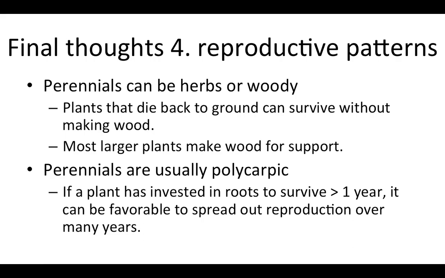Also, with regard to perennials, perennials are usually polycarpic. So I talked about the example of the giant agave that is perennial but monocarpic. That's an exception. In most cases, plants that survive more than 1 or 2 years are going to spread out reproduction and do a little bit of reproduction in each of those years, rather than saving all of their resources for the final year and having one large reproductive event. By spreading out the reproduction over many years, it gives them more of a chance for at least some of their seeds to survive and be successful in those favorable years.